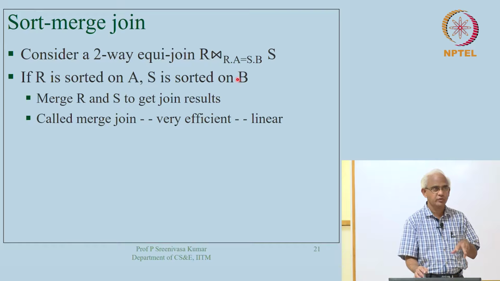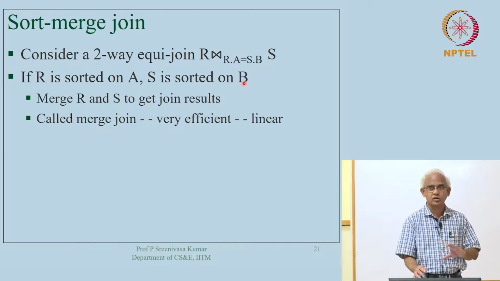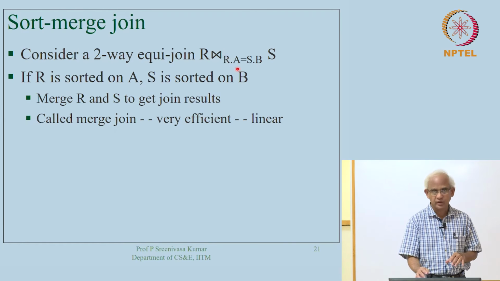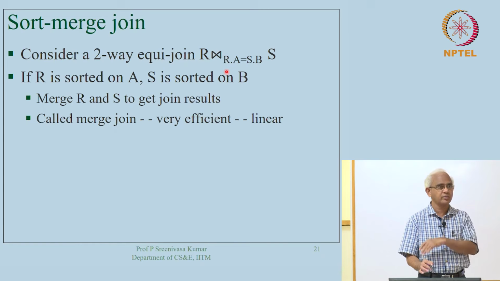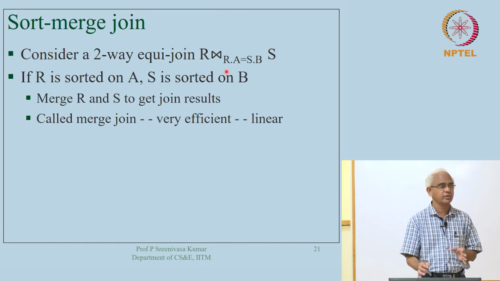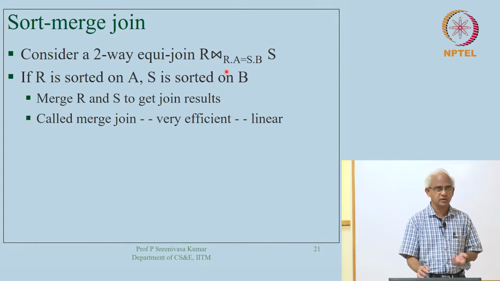So, if you have sequential or sorted files on these respective attributes, then we are very lucky. Well, this is not uncommon either. Sequential or sorted file organization is a common file organization, and let us say you are doing a join on the primary index of one file and the primary index of the other file, and both of them happen to be sorted files. Then we can exploit this algorithm.